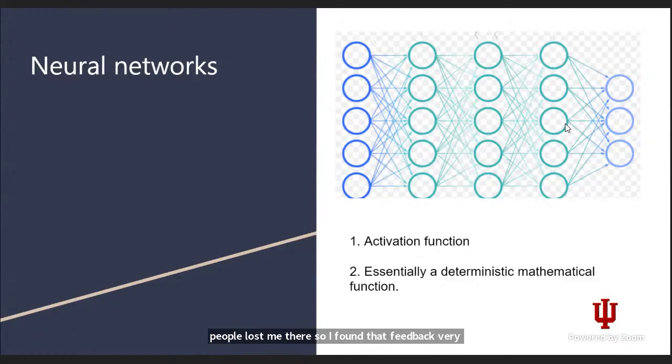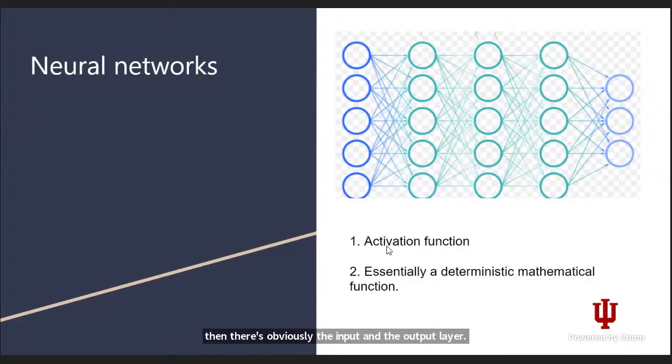I found that feedback very helpful, that I need to connect those dots better. So this time I've included a slide about neural networks and recursive neural networks. You can think of a neural network like a deterministic mathematical function, just like y equals f of x. The entire neural network is just that f. You have some input and some output, and a bunch of layers in between. The layers in between are called hidden layers, and then there's the input and the output layer.